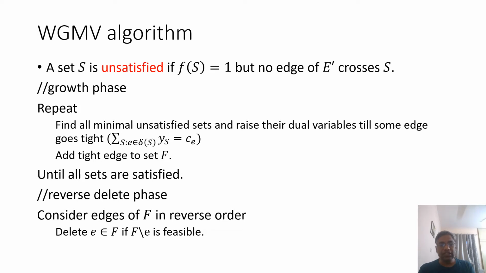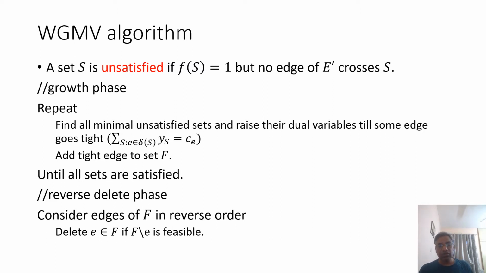The final set of edges F after some pruning will be the set E prime that we are interested in. So for now, I'm going to think of it as F. So the algorithm is just this. At any point, you find the minimal unsatisfied sets, and you raise the dual, and the moment an edge goes tight, you include it into F, and you recompute the set of minimal unsatisfied sets. And you keep doing this until all sets become satisfied, and then there's the second phase.